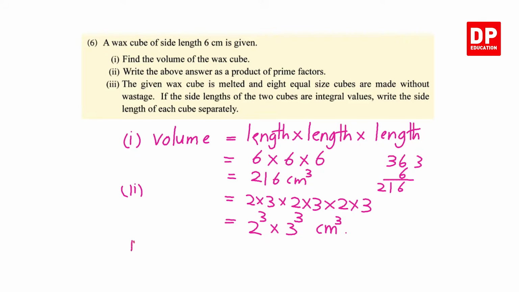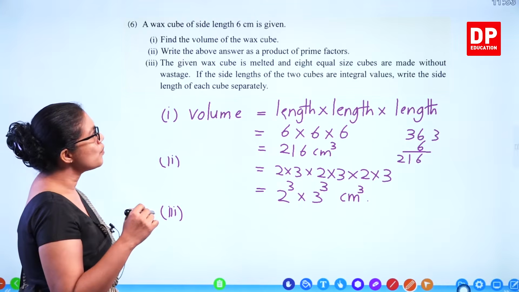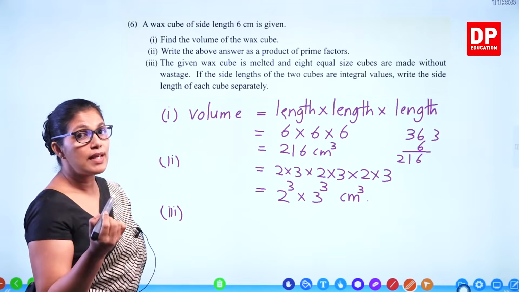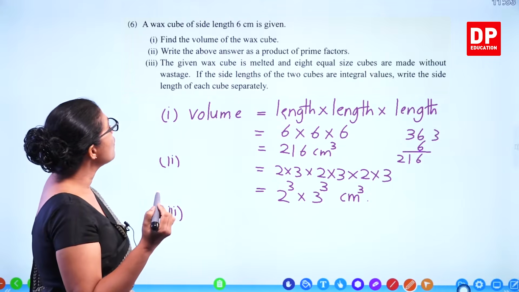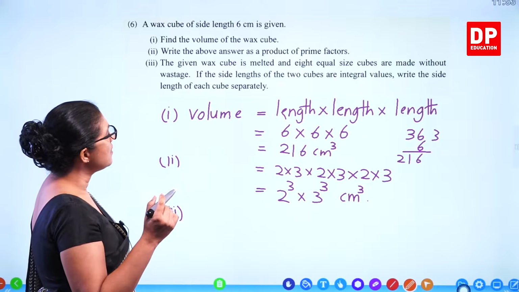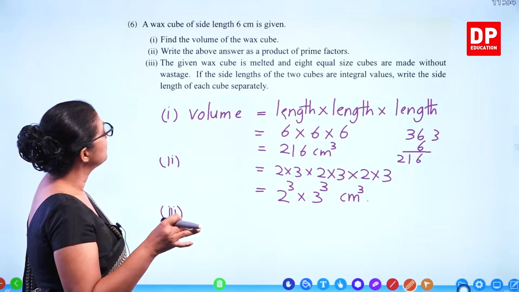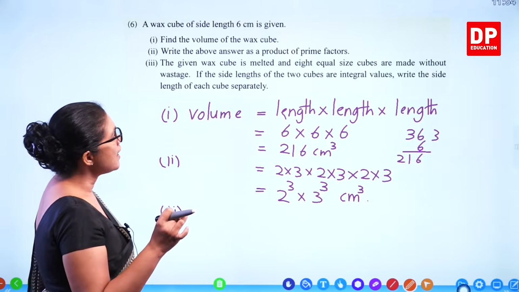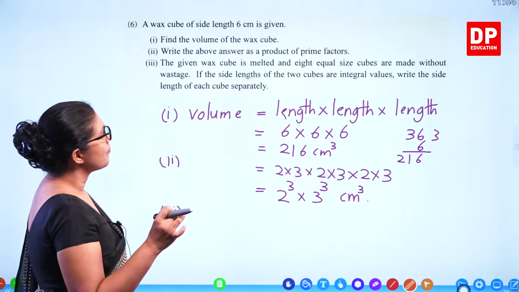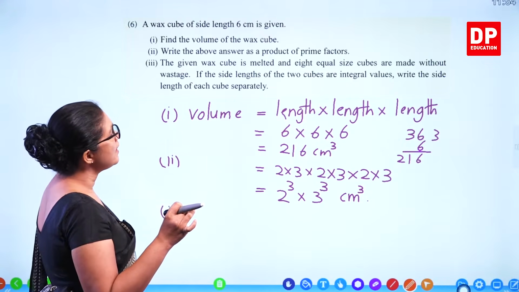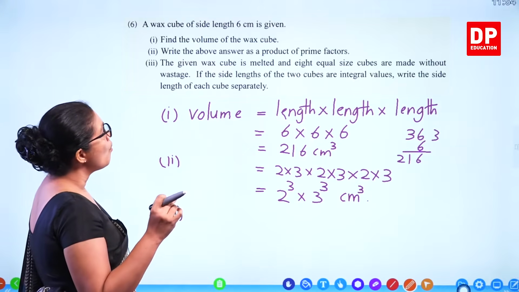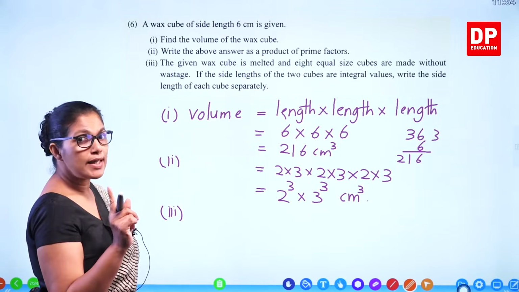And third one, the given wax cube is melted and 8 equal size cubes are made without wastage. If the side length of the cubes are integral values, that means integers, write the side length of each cube separately. So here this one is melted and made 8 equal size cubes. So first we'll find out what's the volume of one cube.